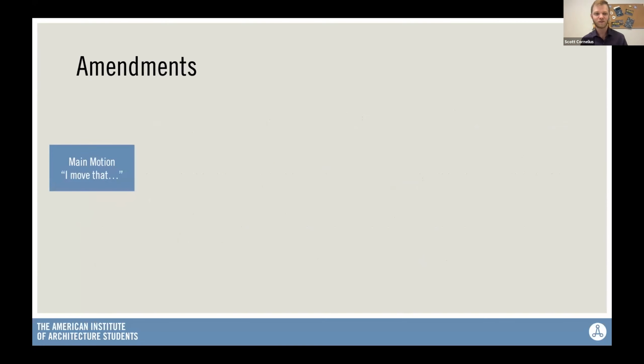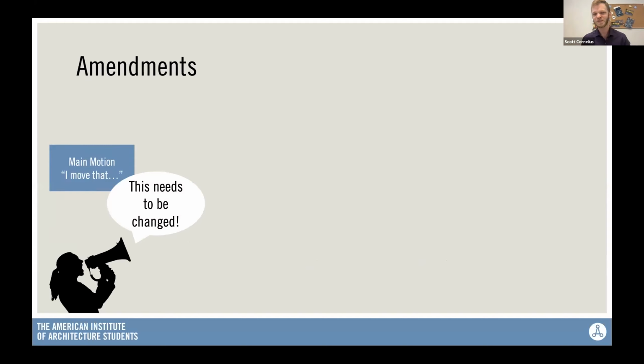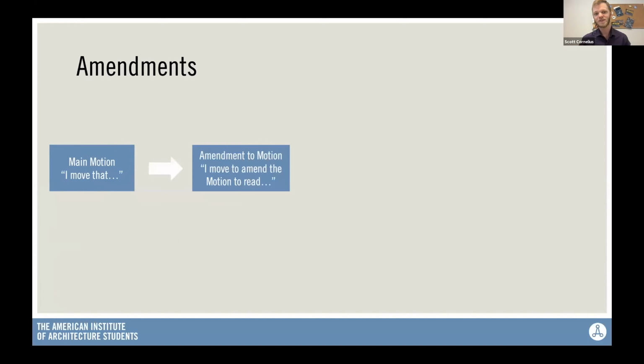So I made this little graphic for you. So we have the main motion, for instance: I'm moving that we all carry handbags from now on when at AIS conferences. And someone says, no, that's dumb, this needs to be changed. During discussion, you can totally say that and kind of go through your thoughts in your head. But we want to carry backpacks instead of handbags. And so that is the amendment.